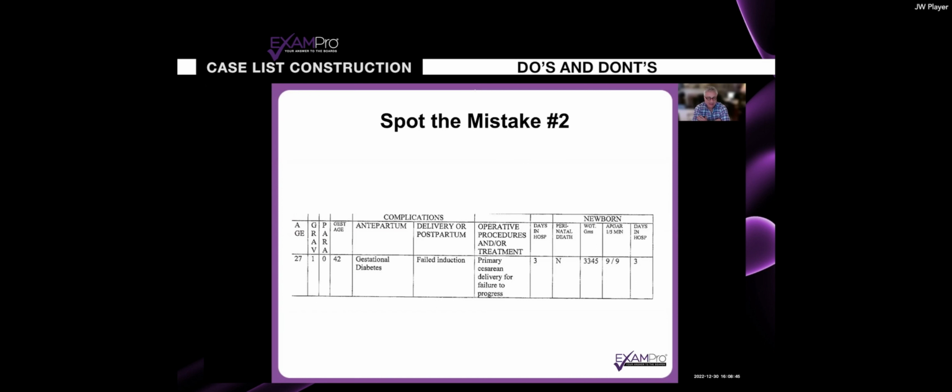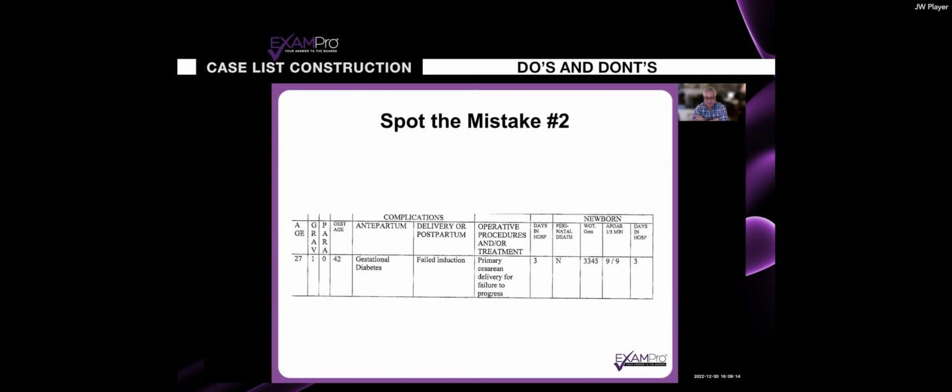So someone can't have a failed induction and have an arrest of active phase of labor. Failed induction means we didn't get her into labor. Arrest of active phase is something different. It means she was 6 centimeters or more with no change after 4 hours with adequate contractions, or 6 without. I would further suggest to make that diagnosis, the patient most likely had an IUPC. So that would be something very important to list.